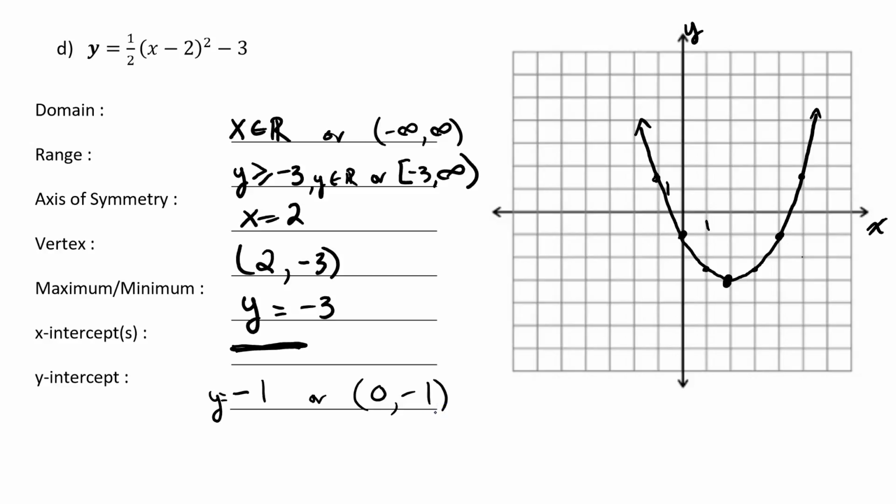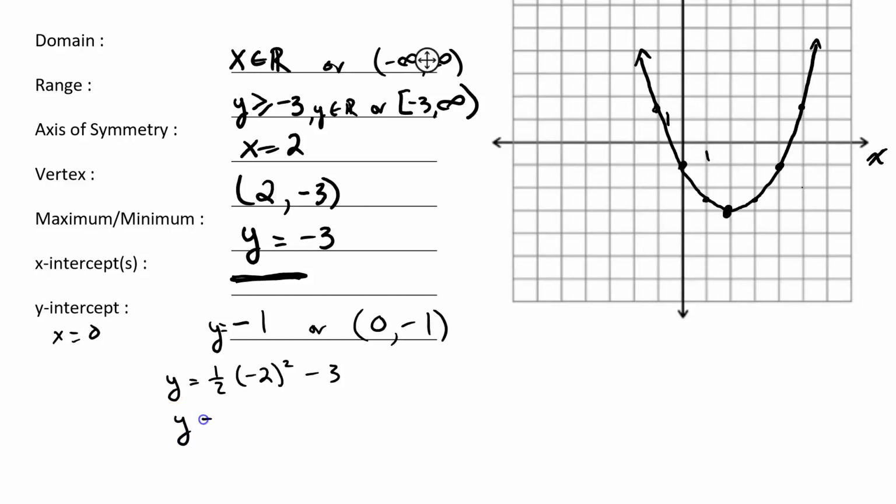Just for kicks, why don't we prove to ourselves that that is true? For the y-intercept, x equals 0, so I'm going to substitute a 0 in for my x. So y equals 1/2(0 - 2)² - 3, which is negative 2 to the power of 2. Then y equals 1/2 times 4 minus 3. 1/2 times 4 is 2, minus 3. Y equals negative 1. Woohoo! So we got it.